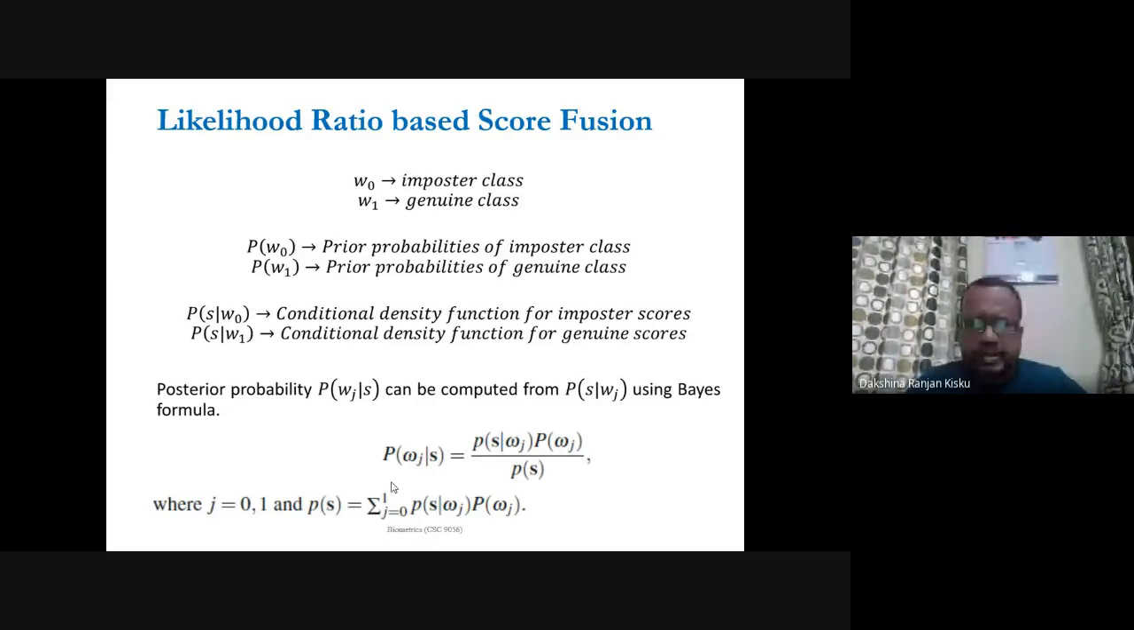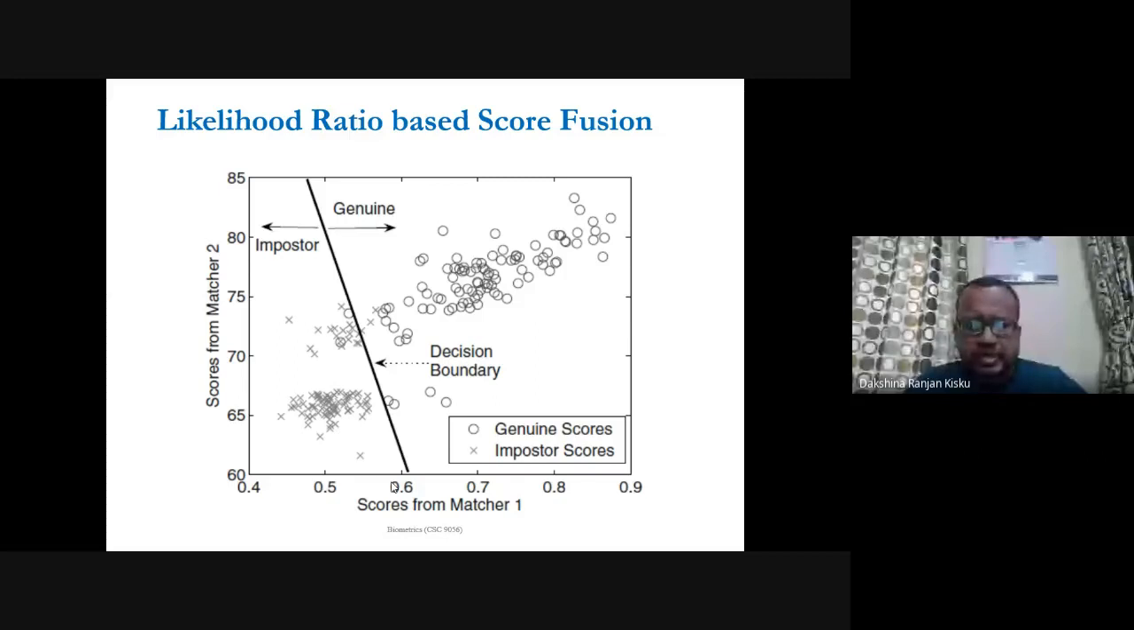Before that, in this image you can see the score distributions for genuine scores and imposter scores.